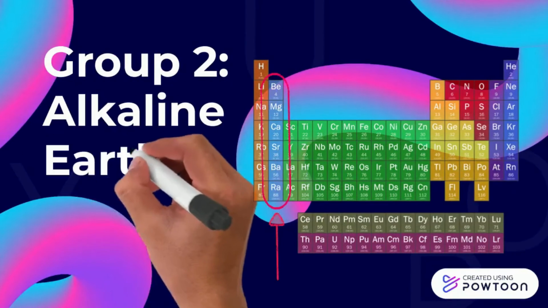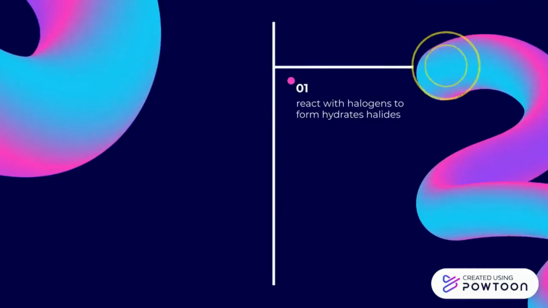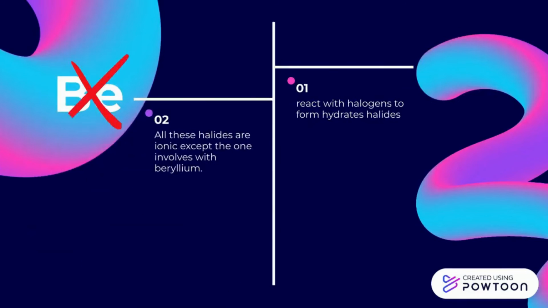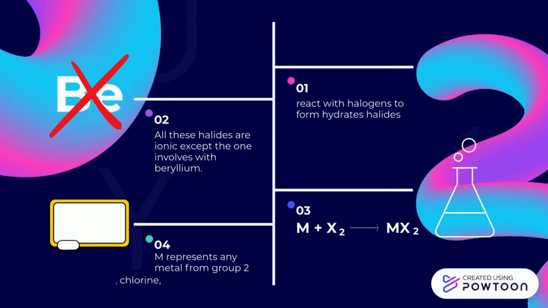Next is the reaction with group 2 elements. These alkaline earth metals react with halogens to form halides. As a second point, beryllium is the exception because it is the least reactive element in group 2. So this is the general equation for group 2 when reacting with halogens, where M represents an element from group 2 and X represents a halogen element.